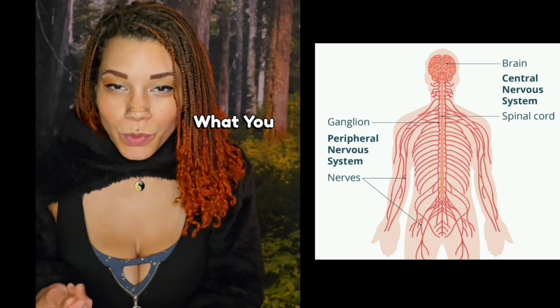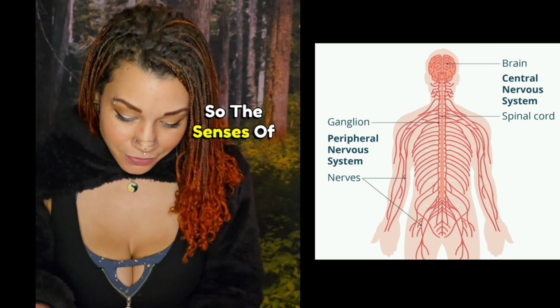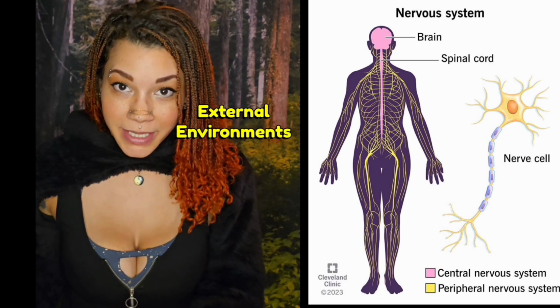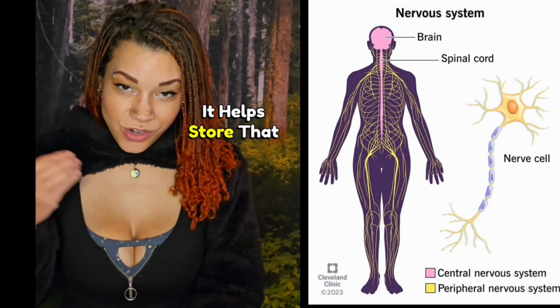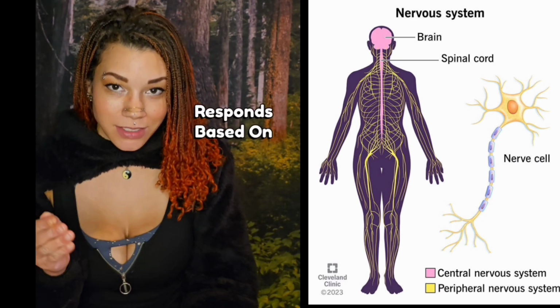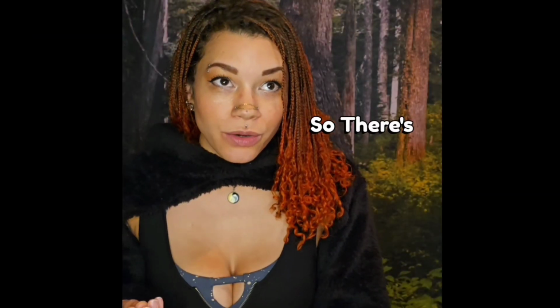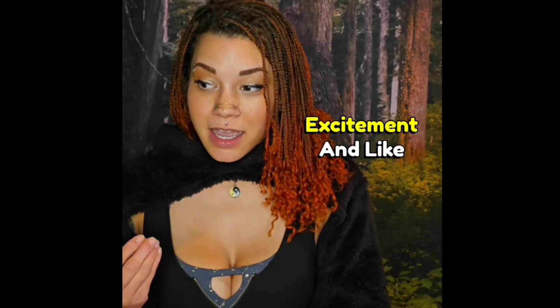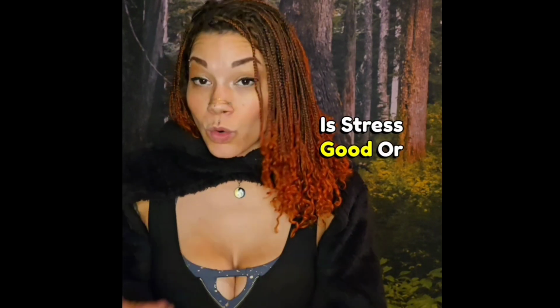The nervous system. So this is your central control center, aka what you feel. So the senses of feeling. Changes in internal or external environments, it helps store that information. And then it responds based on the information. So there's no difference between excitement and nervousness, anxiety for your body. Your body stores it exactly the same way. Stress is stress, good or bad.